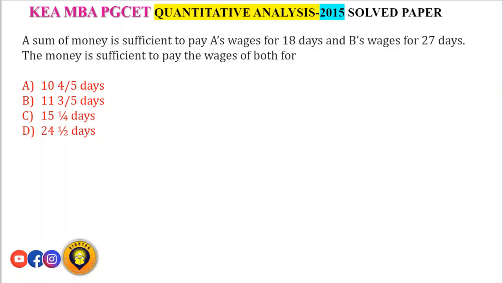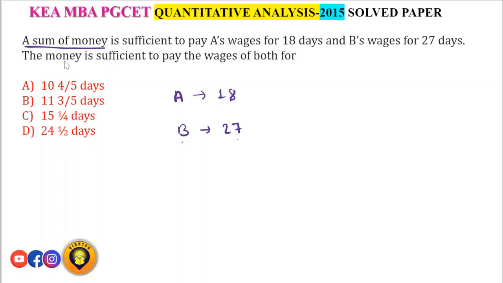A sum of money is sufficient to pay A's wages for 18 days and B's wages for 27 days. The money is sufficient to pay the wages of both for how many days? So what does this mean? A can complete a work in 18 days, B can complete the same work in 27 days. Got it? They told a sum of money, you don't know how much money it is.